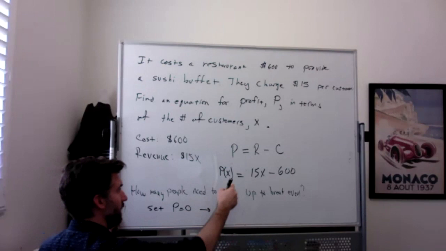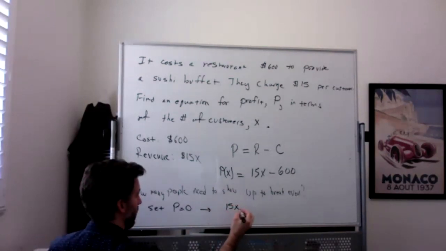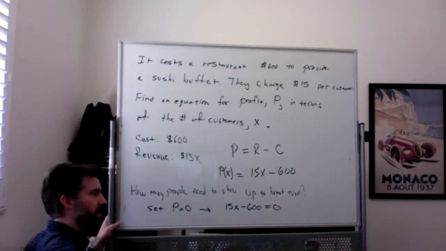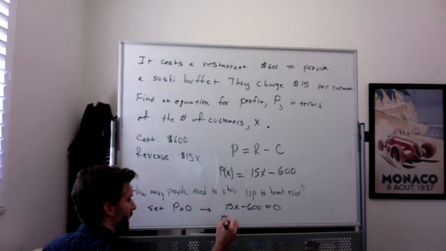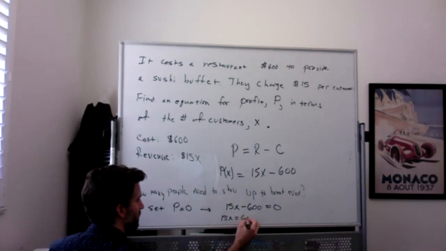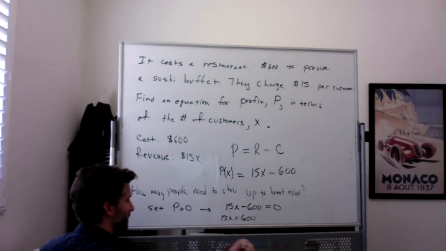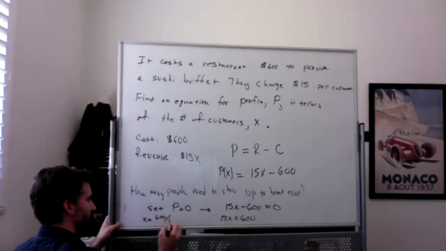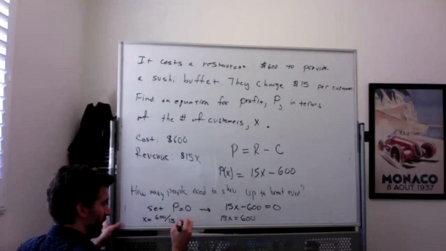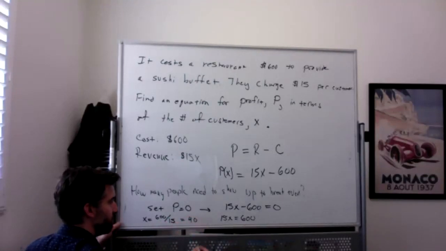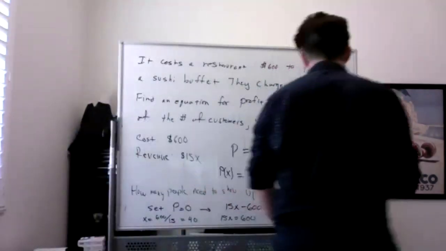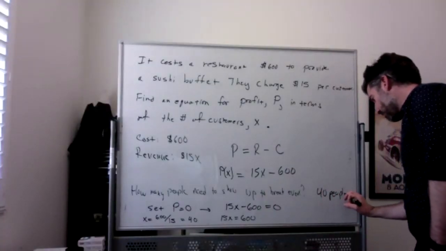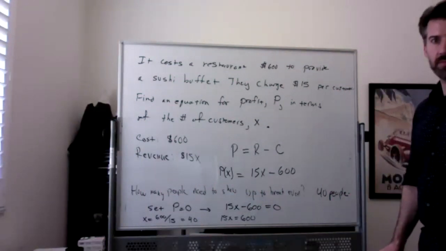That is, we're going to set 15x minus 600 equal to 0. And then we're going to solve for x. So 15x equals positive 600, and then divide both sides by 15. X equals 600 divided by 15, which is 40. So 40 people need to show up for us to break even.